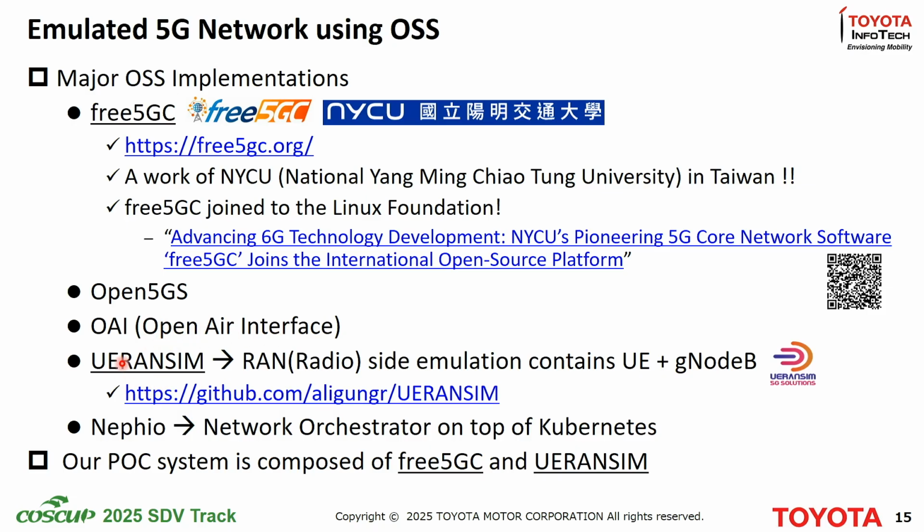Okay. And as these things are focusing on the C plane side only, normally, that's why there is one more implementation, so-called UE RANSIM, and this component implements, simply speaking, something like a smartphone. Okay. And also the last one, Nephio, is a kind of network function orchestrator on top of Kubernetes. But in this talk, this is outside the scope of my talk.